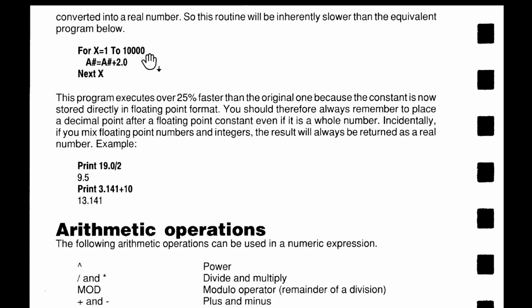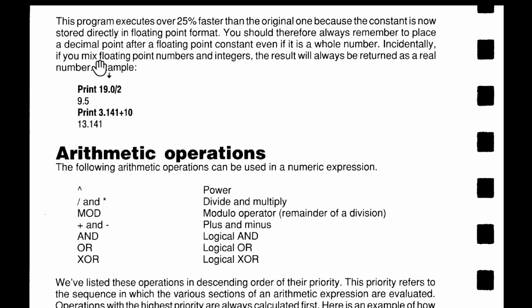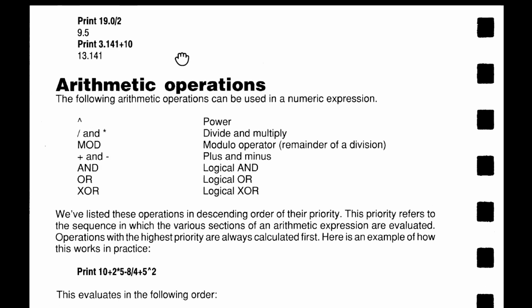For X=1 To 10000. A = A + 2.0. Next X. This program executes over 25% faster than the original one because the constant is now stored directly in floating point format. You should therefore always remember to place a decimal point after a floating point constant, even if it is a whole number. Incidentally, if you mix floating point numbers and integers, the result will always be returned as a real number. Example: Print 19.0/2 gives 9.5. Print 3.141+10 gives 13.141.